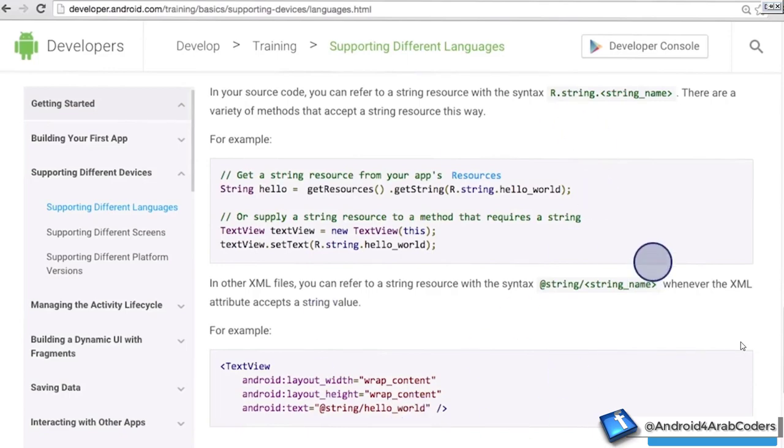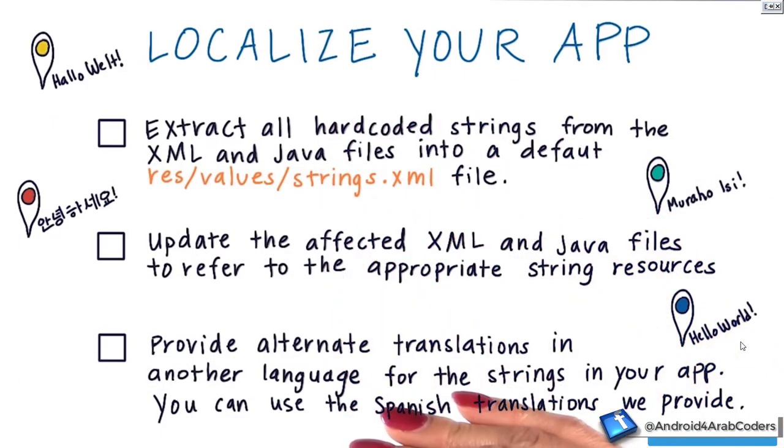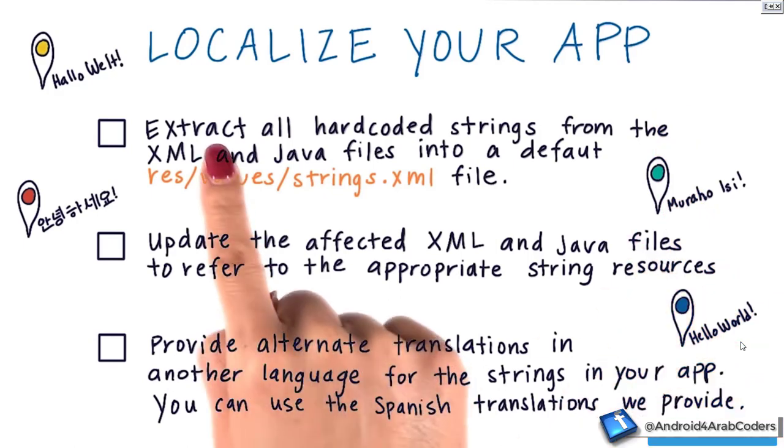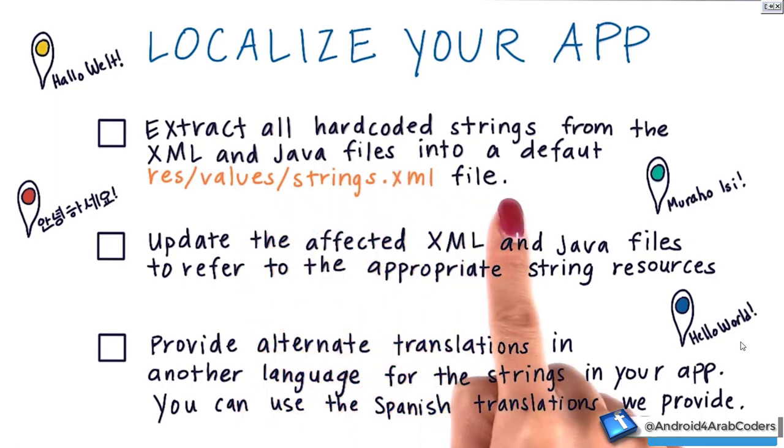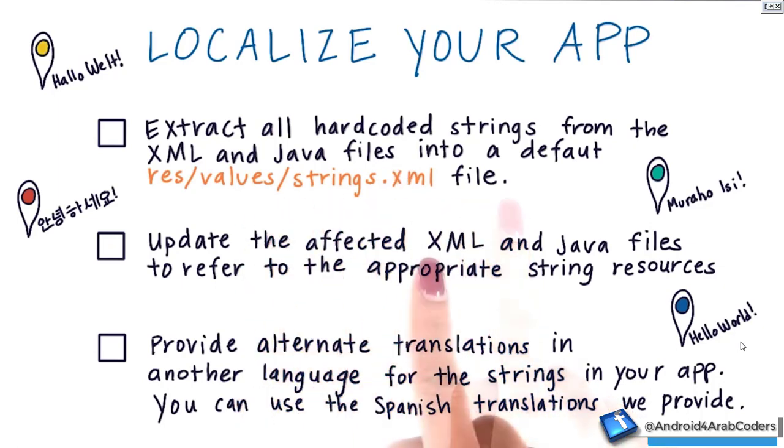Pretty awesome, huh? Let's walk through each of these steps so that you can see how to localize the strings in your app. First, we want to extract all the hard-coded strings from the XML and Java files into a default strings.xml file. Then we're going to update the XML and Java files to refer to the appropriate string resources. And then we're going to provide alternate translations in another language. Let's start with step 1.